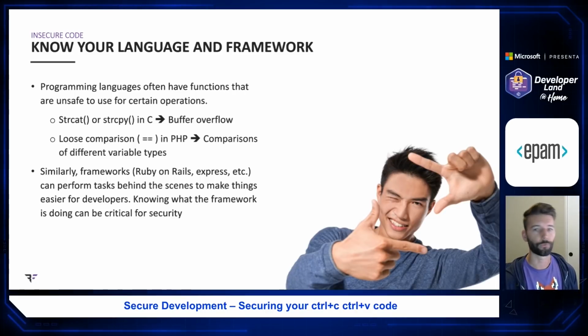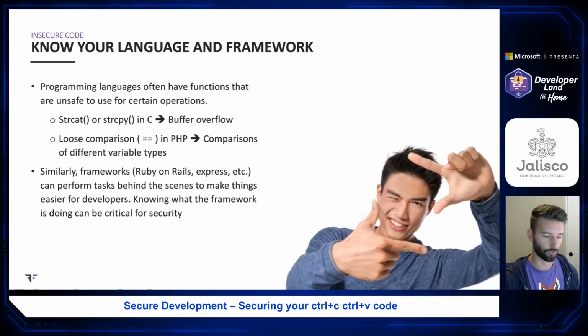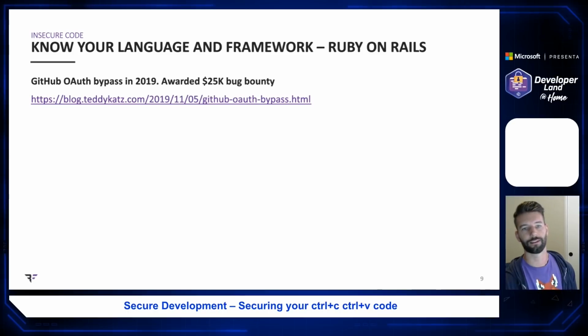That also goes for your framework. Let's say I have an example here: Ruby on Rails is a framework that does certain things for you behind the scenes, so that when you're writing your application in Ruby on Rails, there are certain things that you don't have to think about because Rails is doing that for you. But if you don't understand exactly what things Rails is doing, you could unintentionally introduce a security flaw into your application. And we're going to take a look at a specific example of that.